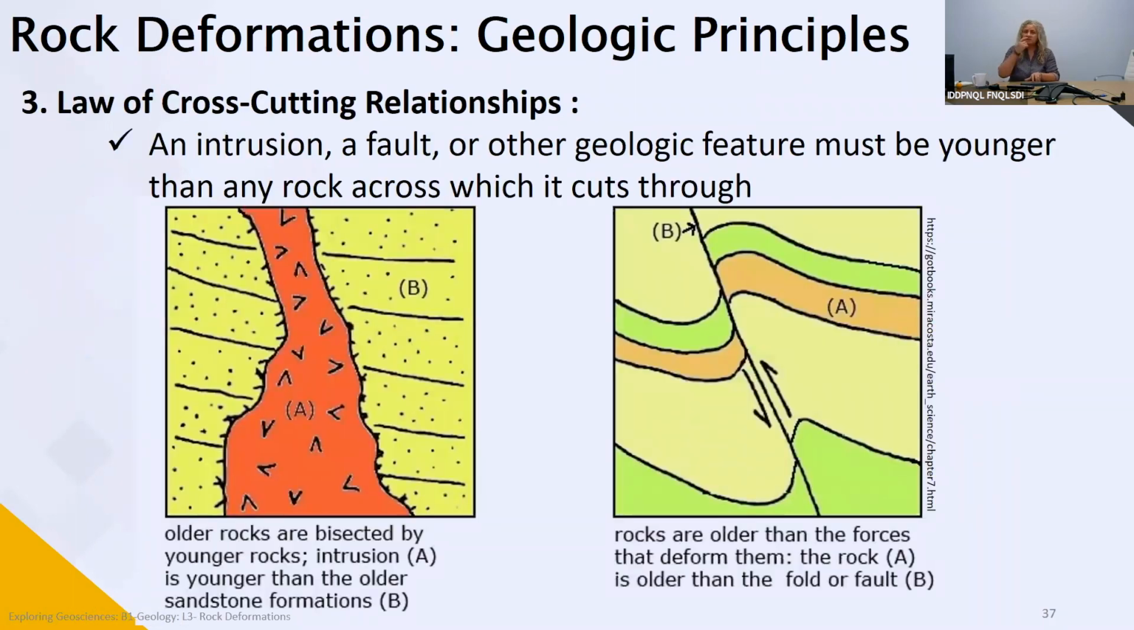If we have a visual of this, on the left, we can see an intrusion. The intrusion will cut through unit B. So we know unit B was here before the intrusion cut through, so the intrusion has to be younger than B. On the right, we have unit A, which is deposited, and we see this fault, which dislocates and displaces unit A. So we know that B, which is a fault, has deformed unit A and is younger than unit A. So these are evidences that we can use to know their relative chronological age.